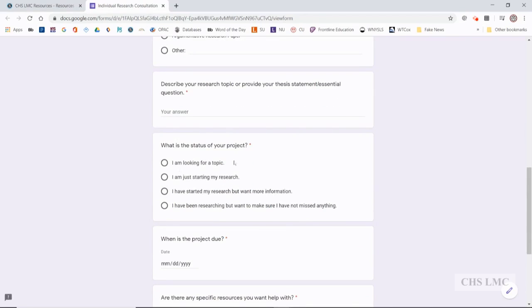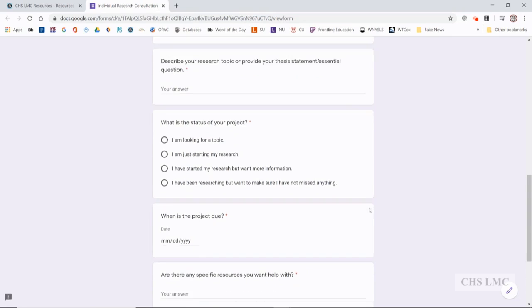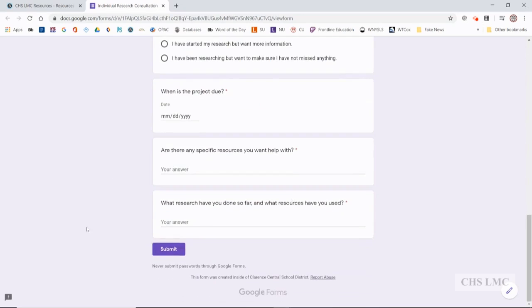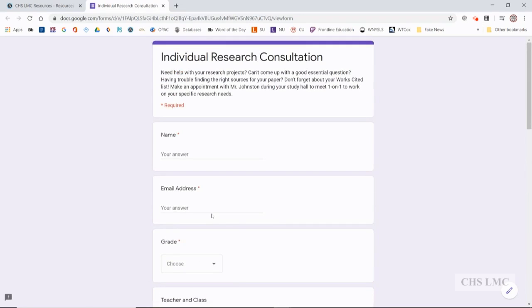Are you just looking for a topic? I'm just starting my research, looking for sources. I need more information. I need specific information. Due dates, don't come to me at the last minute and say, my project's due tomorrow and I need to finish it. Give me some time and we can work together on it. And then you just submit it and I'll get back to you as soon as I can. So just another way you can reach out to me for your research needs.